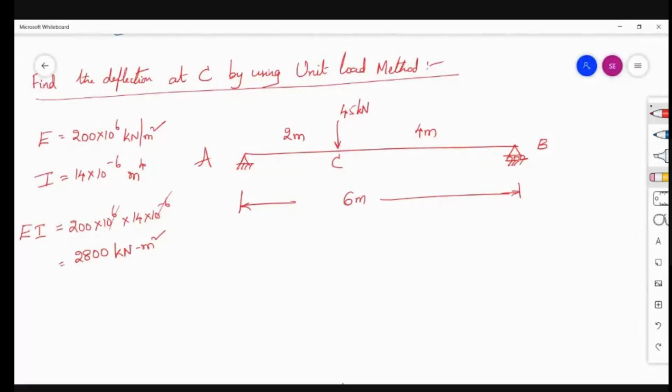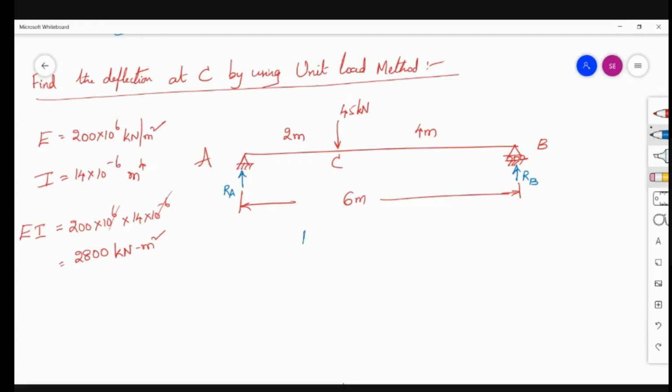Now the first step is to calculate the reactions. I am not writing RAX because there is no horizontal load. When there is no horizontal load, the horizontal reaction is also zero.